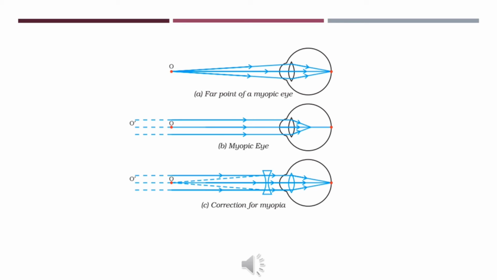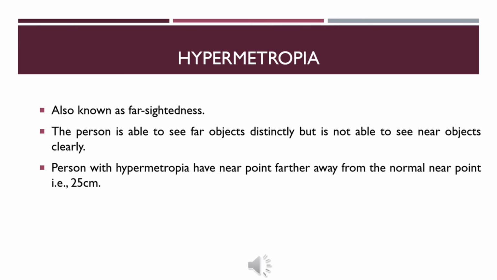The next defect is hypermetropia, which is also known as far-sightedness. In hypermetropia, the person is able to see far objects distinctly, but is not able to see near objects clearly. This means that the person with hypermetropia cannot see a thing that is kept just in front of him or her. The person with hypermetropia has a near point farther away from the normal near point, that is 25. So the near point of the person is not 25 centimeters, it is farther away, 25 centimeters or more.